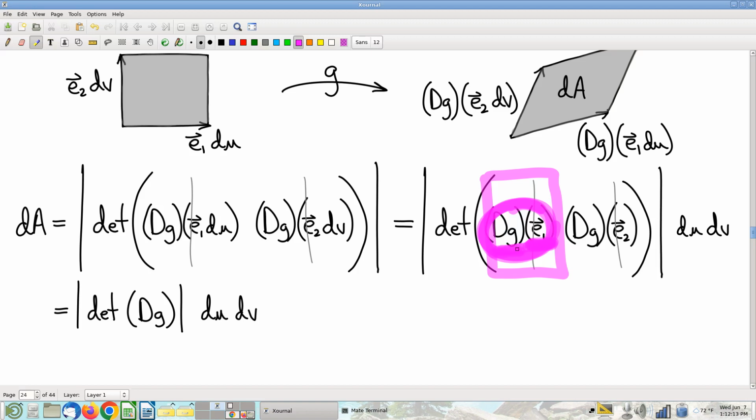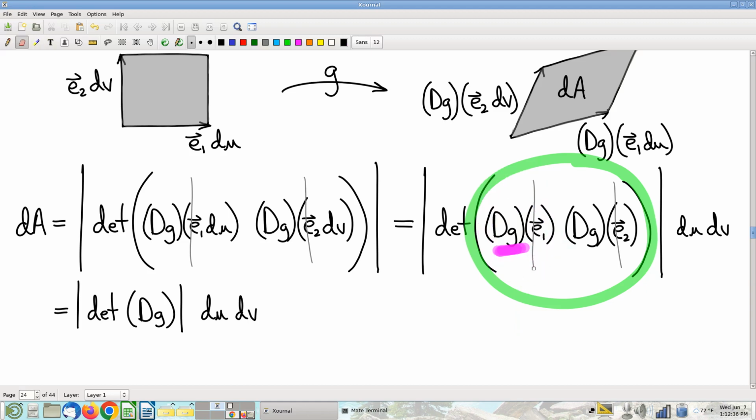Let me say that a little bit differently. The first column of the matrix we're interested in is the first column of dg. Let me say that one last time. Same exact statement, slightly different phrasing. The matrix that we're interested in has the exact same first column that dg does.